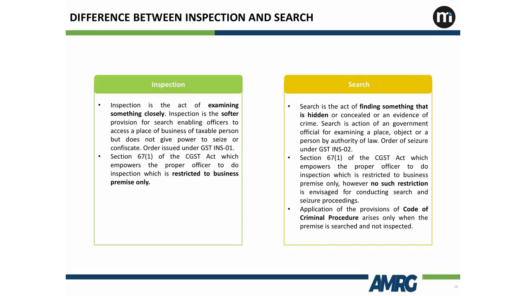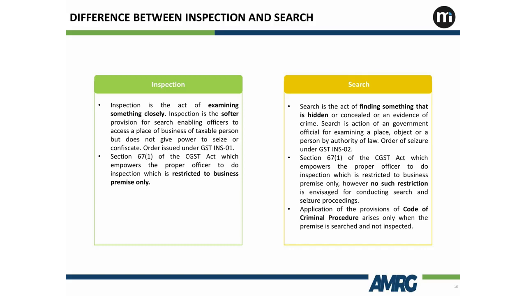He used to break down all the walls, used to remove the fans, he used to cut down the sofa sets and pull out money from them. So that is search. In inspection, you can't do all this. You cannot break the wall, you cannot cut down the sofa sets, etc. So it's a very, very soft provision.